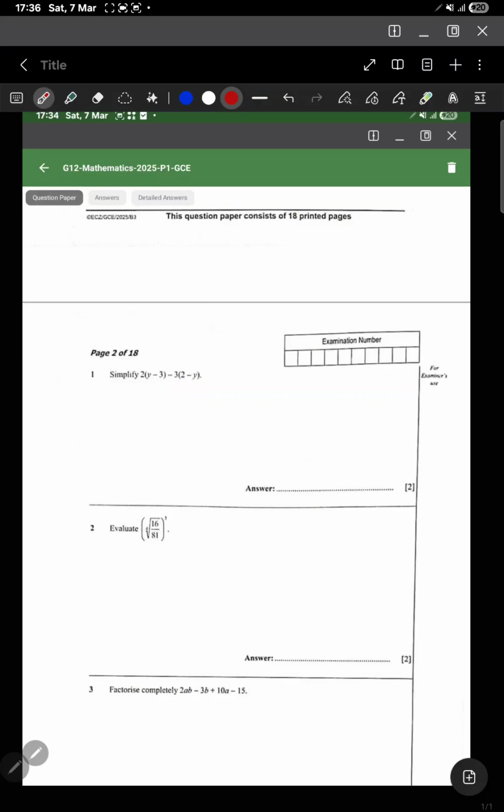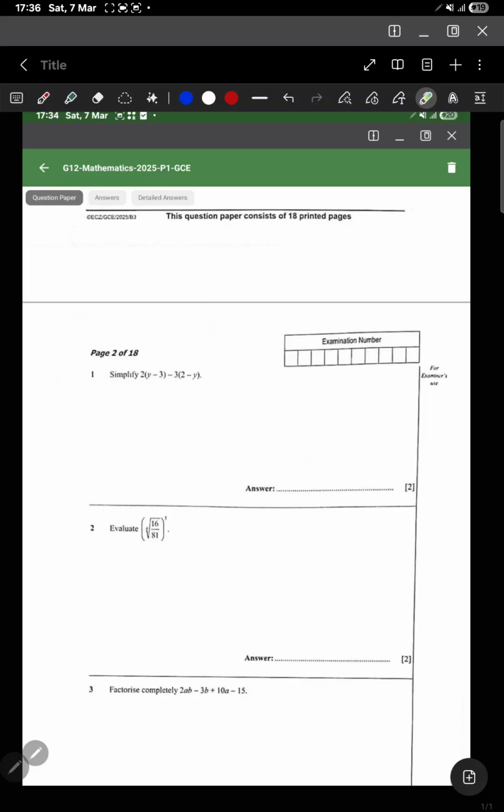This question is simplification of algebraic expressions. Whenever you find a question that says simplify in mathematics, they're asking you to make that particular expression or algebraic expression simple, small or simple. That's the meaning of simplification of algebraic expressions.